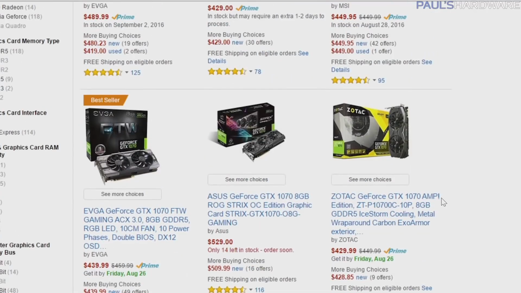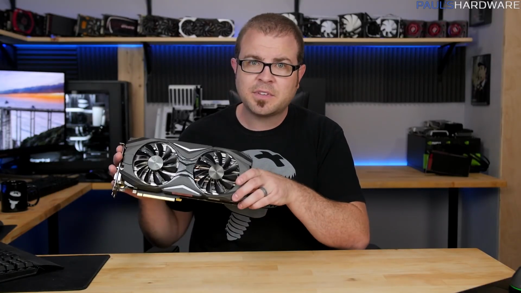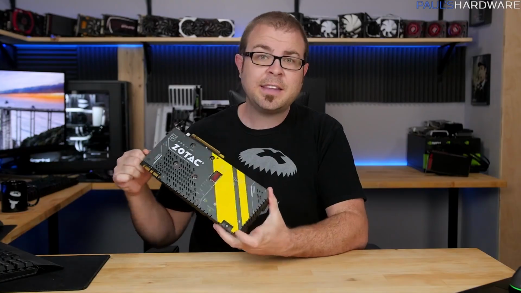So what graphics card is right for you? Well, that depends on you, your budget, your build, and your personal taste. But as long as you don't mind the yellow, I think Zotac has built a very nice GTX 1070 in their AMP edition right here.